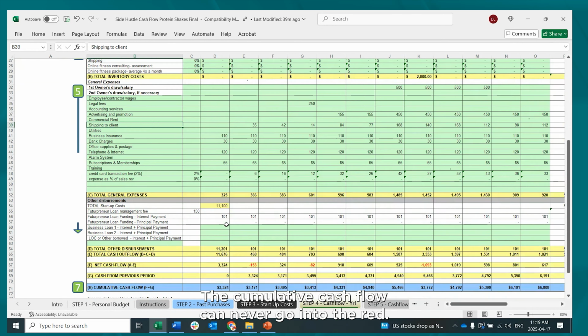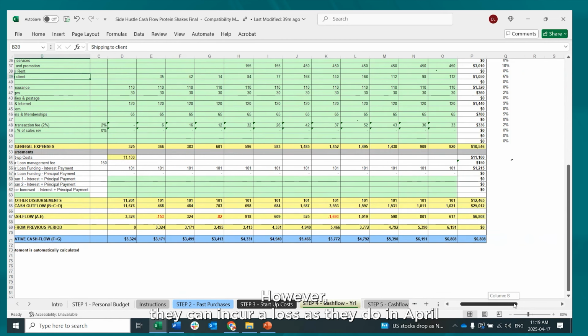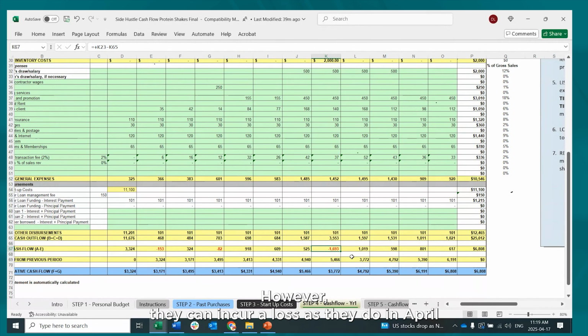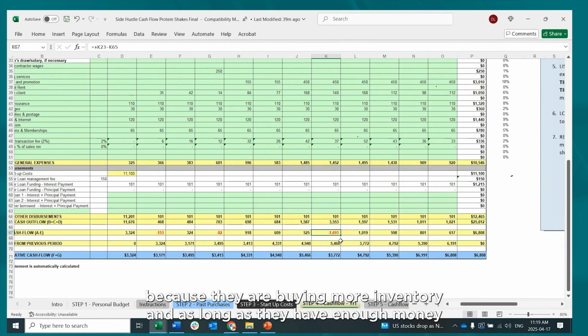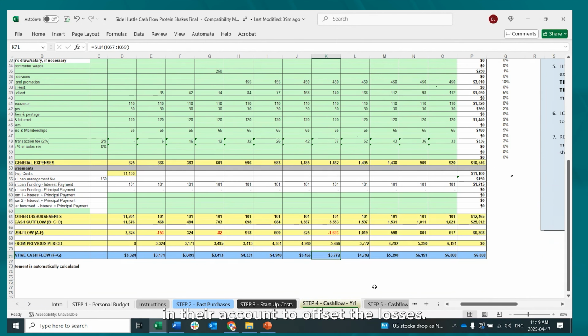The cumulative cash flow can never go into the red. However, they can incur a loss, as they do in April, because they are buying more inventory, as long as they have enough money in their account to offset the losses.